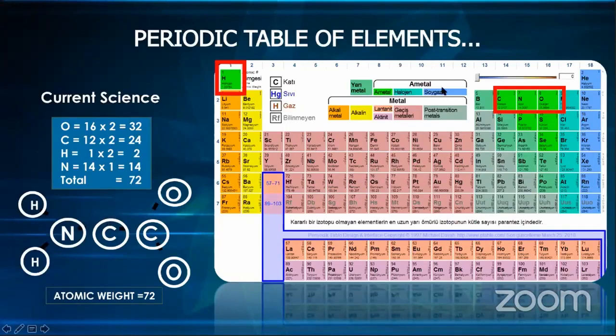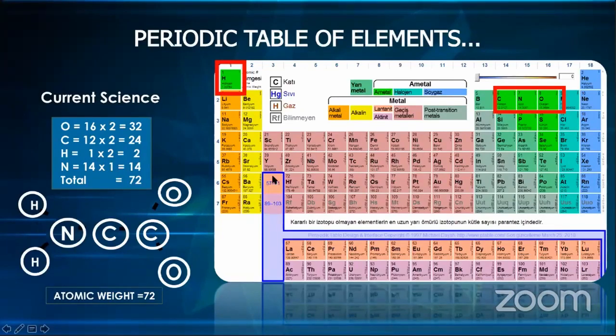The carbon here, as you see on the right side on the top, is 12. So that means two molecules of carbon makes 24. So the atomic weight of the carbon is 24 in this formula. Hydrogen on the left side, on the top left in the red box, is 1. So we have 2 hydrogen. Because we have 2 molecules of hydrogen, the atomic weight is 2.